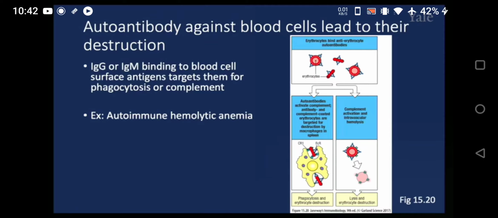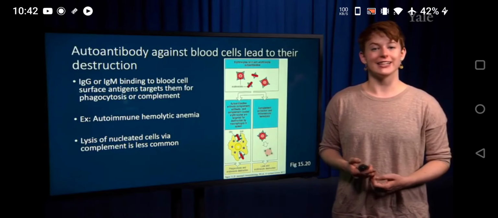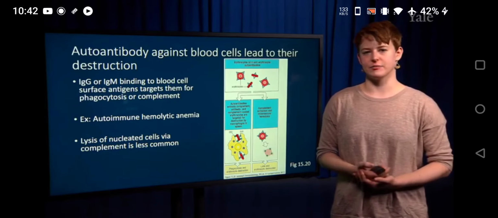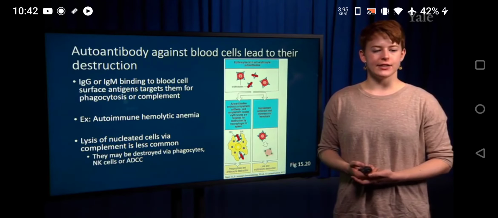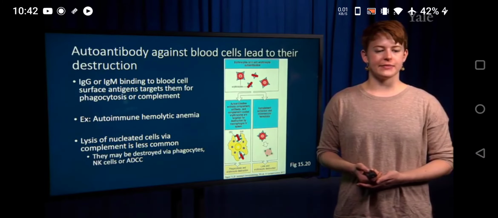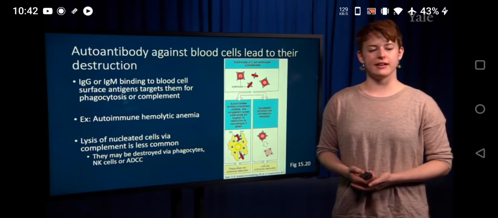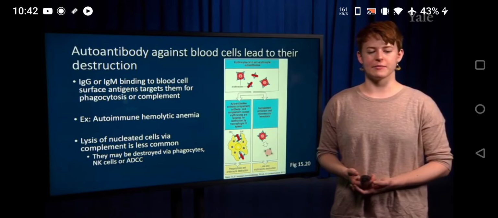Lysis of nucleated cells, also via complement, is less common. So it's more common that your red blood cells, which lack a nucleus, will be targeted for this. So the development of anemia is more likely. On the other hand, while they may not be targeted for complement, they may be destroyed via phagocytosis by NK cells or via ADCC.